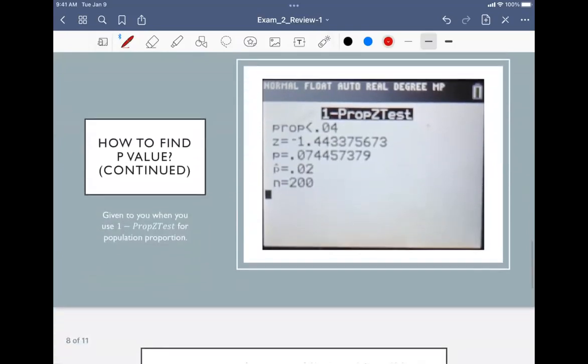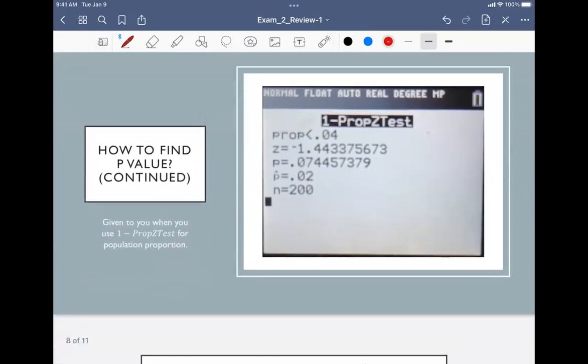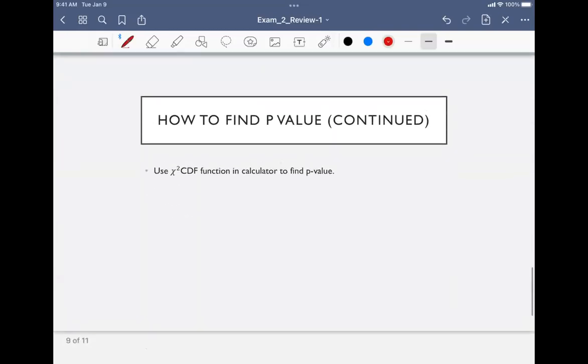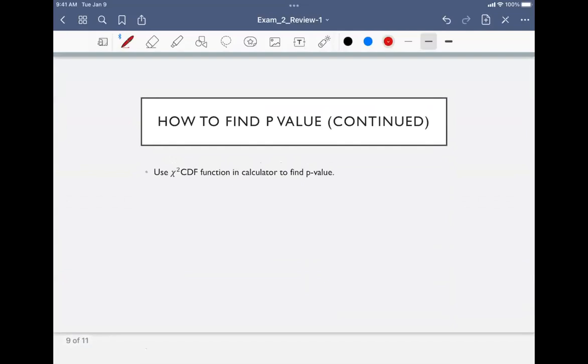And then same thing, this is just an example of when you're doing the z-test on the population proportion. This p-value is given to you right here. Don't get it confused with this p-value right here, because that is the proportion value that you give. And then this is what you're looking for. And then just quickly, this wasn't asked either, but you want to use the chi-squared CDF function in your calculator to find the p-value when you're using the chi-squared distribution.